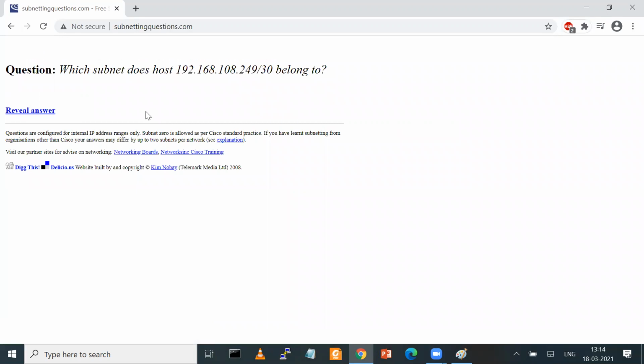See, this is the question: 191.168.108.249/30 belongs to which subnet does the host belong to? It means we have to calculate the network ID.